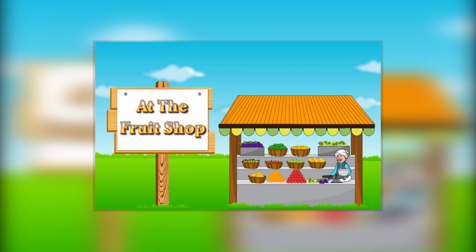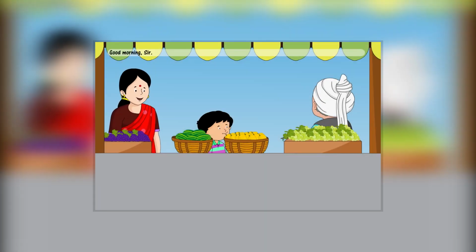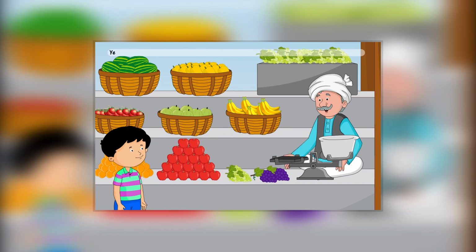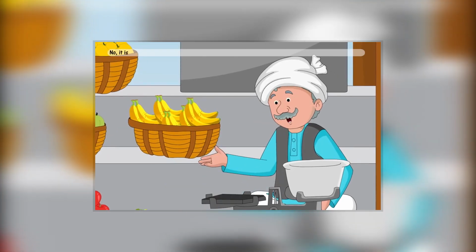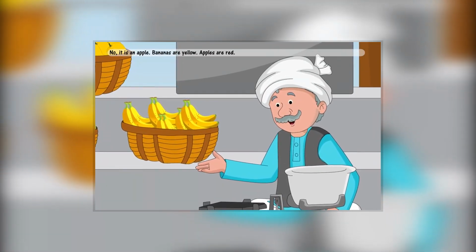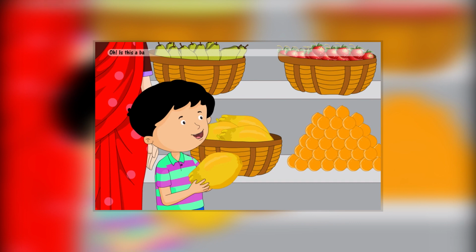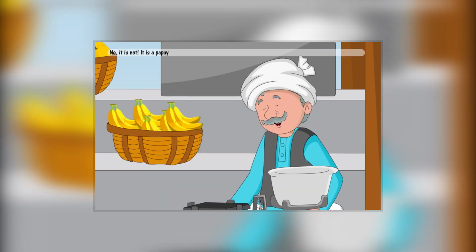At the fruit shop. Today is Grandpa's birthday. Aman and Mummy want to buy fruits for him. They are at a fruit shop. There are many fruits in the shop. Good morning, sir. Do you have bananas? Yes, I do. Is this a banana? No, it is an apple. Bananas are yellow. Apples are red. Oh, is this a banana? No, it is not. It is a papaya.